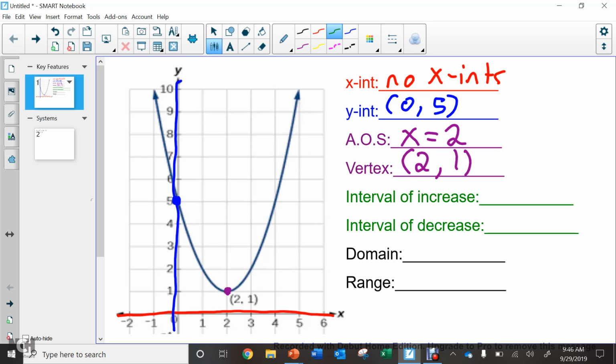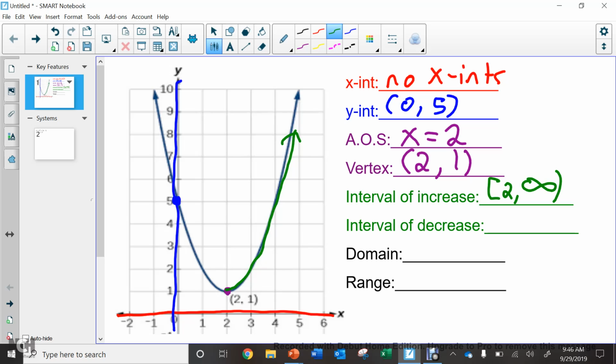Interval of increase: I'm going to look at my vertex, and as I go to the right, my graph has to go up. As I can see, the graph is going up on the right side, so my interval of increase is from 2, and because it has that arrow, it goes up forever, to infinity.